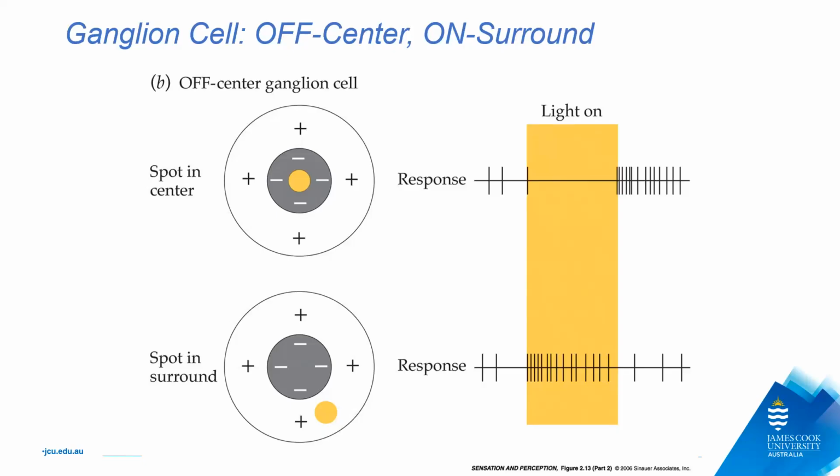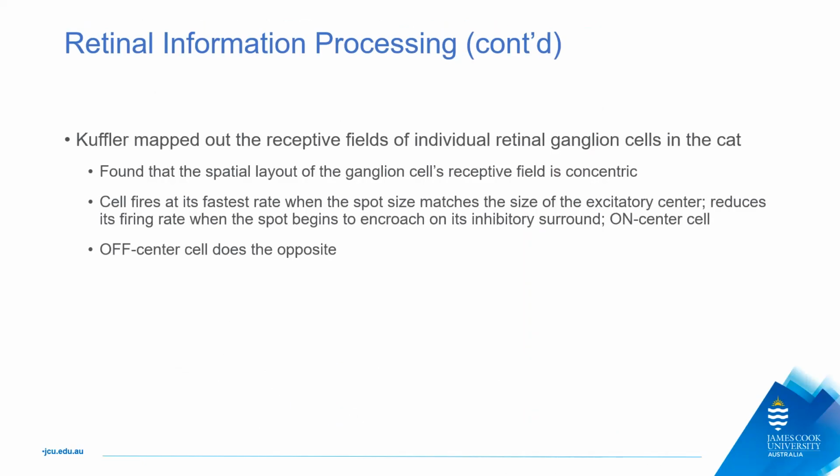So literally, in order to produce depolarization, the light has to occur in the surround, the spot in the surround. Then we get lots of action potentials. In the center, negative, there are hardly any action potentials on this slide. So this is really for everybody's general information, retinal information processing.